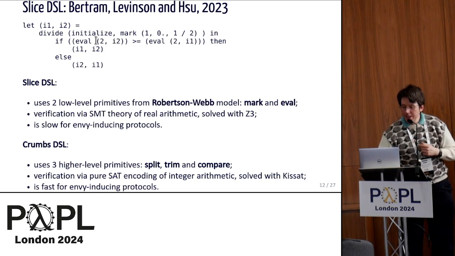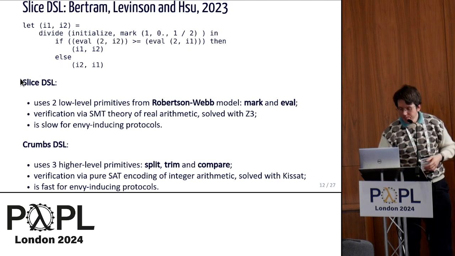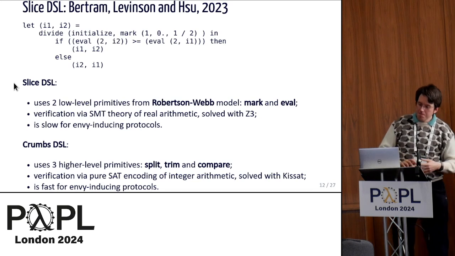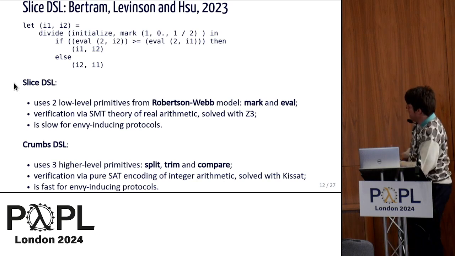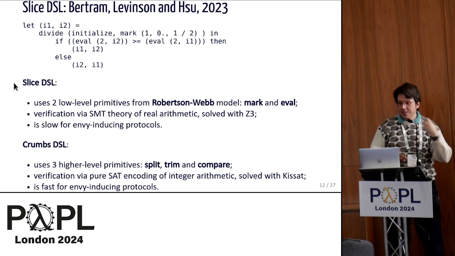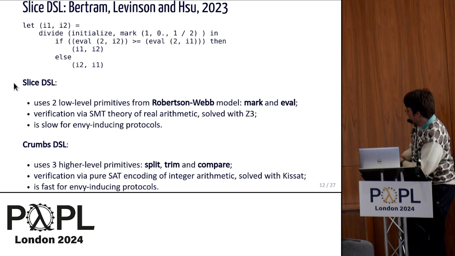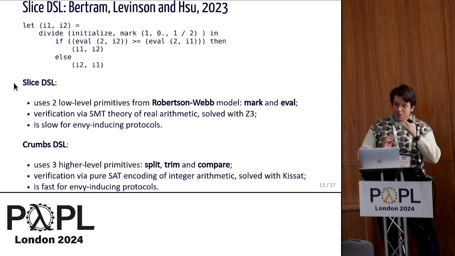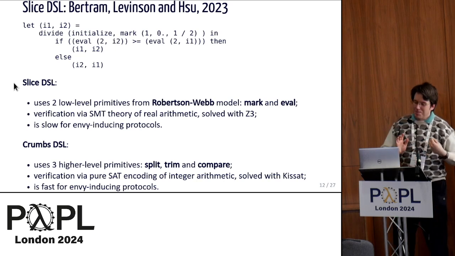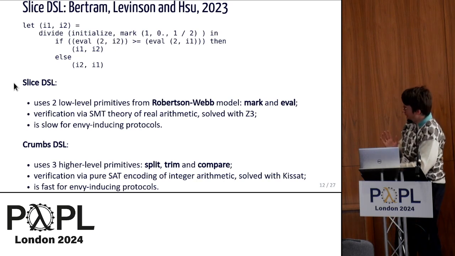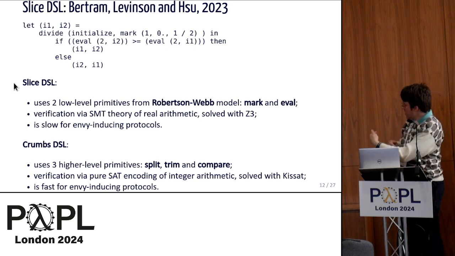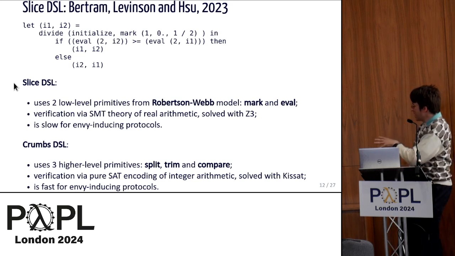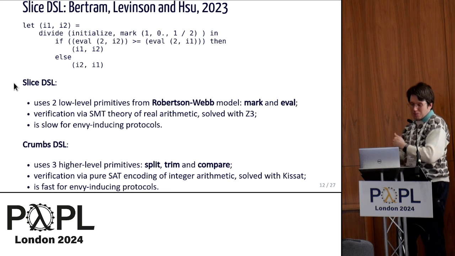And here we're asking agent 2, what's the value of the right side and the left side, and then we compare them. So there's one problem with this. The verification procedure for this DSL works by doing an encoding in the SMT theory of quantified real arithmetic, which is solved with Z3. And unfortunately, that decision procedure and the SMT solver, the complexity is bad, and the solvers are usually quite slow in practice. So while this DSL is quite fast for envy-free protocols, it's slow for the envy-inducing protocols where there's something wrong.